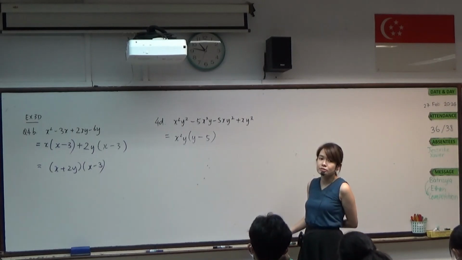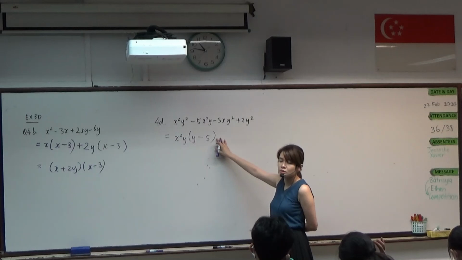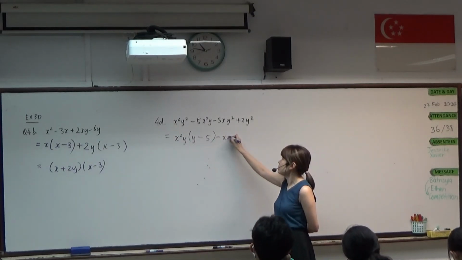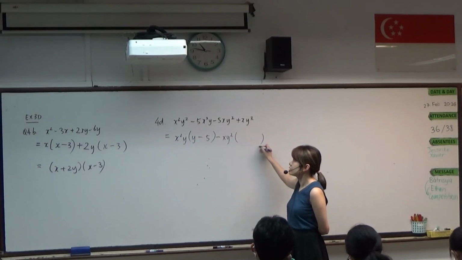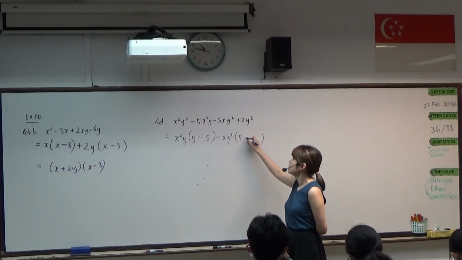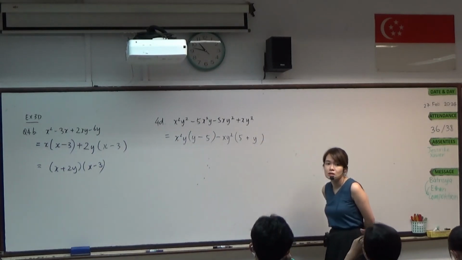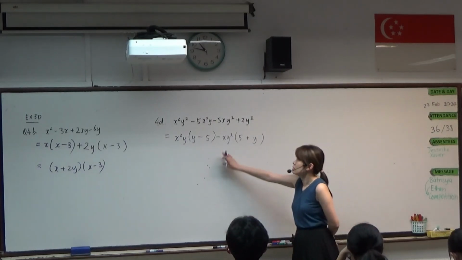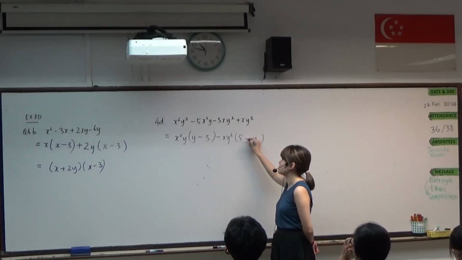Common factor is it a plus or minus? Minus, xy squared. Anything else? Then what's left? 5 plus y. You sure it's plus y? Why is it minus? Because in front it's a minus, right? So down here must be a minus.